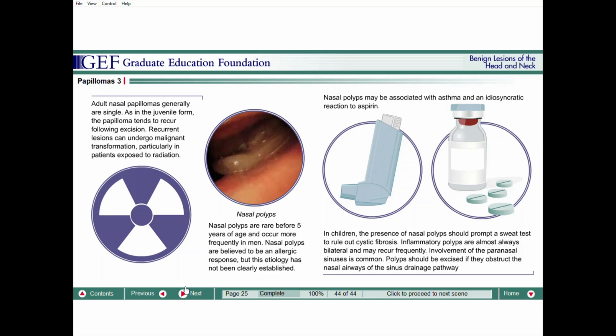Inflammatory polyps are almost always bilateral and may recur frequently. Involvement of the paranasal sinuses is common. Polyps should be excised if they obstruct the nasal airways or the sinus drainage pathway.